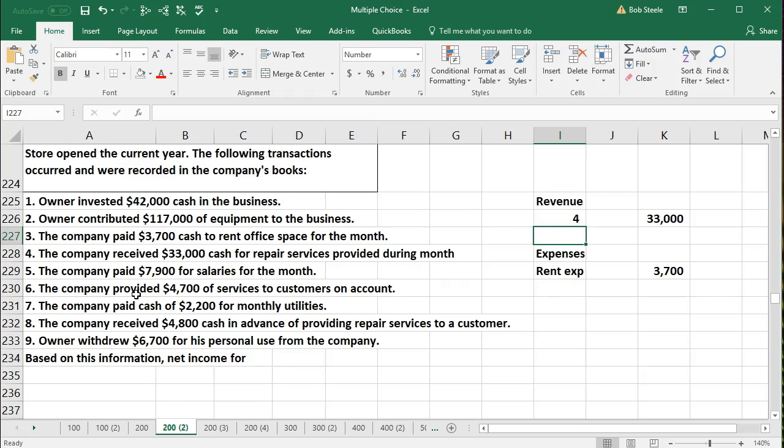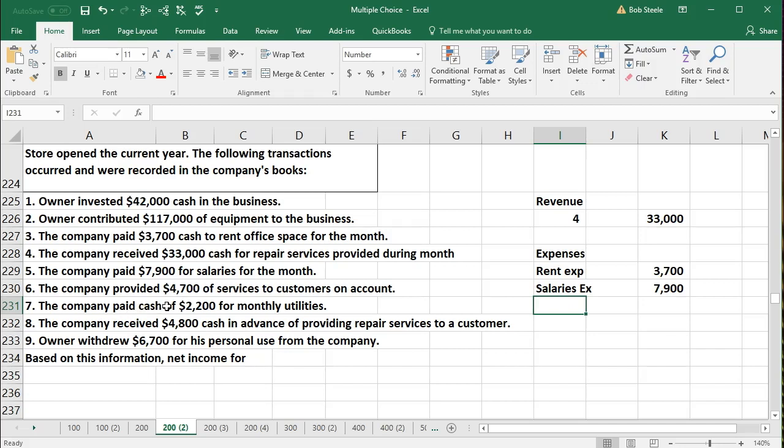Number 5 says company paid $7,900 for salaries for the month. We would then credit cash being paid, us needing then to debit something. We paid for salaries, therefore we're going to debit salaries expense. That will be a component here. So we've got salaries expense, and the salaries expense is $7,900.